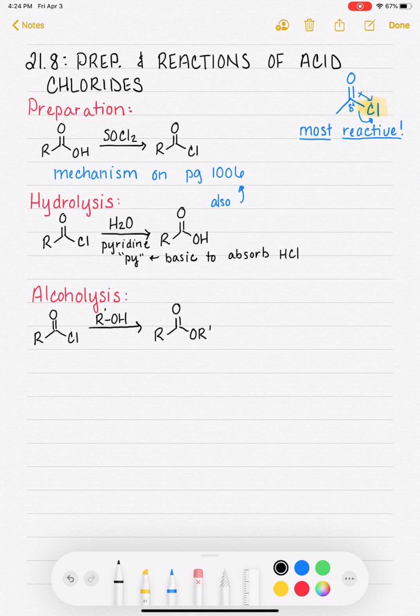And actually, I want to draw this alcohol a little bit differently. I want to change the location of that bond, ROH. And let's highlight this. The OR group from the alcohol is what actually ends up on the carbonyl group. This mechanism and reaction in general is really similar to hydrolysis, so you need to use a solvent such as pyridine for the same reasons.